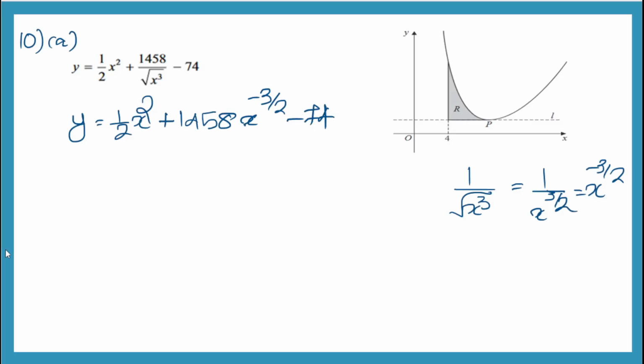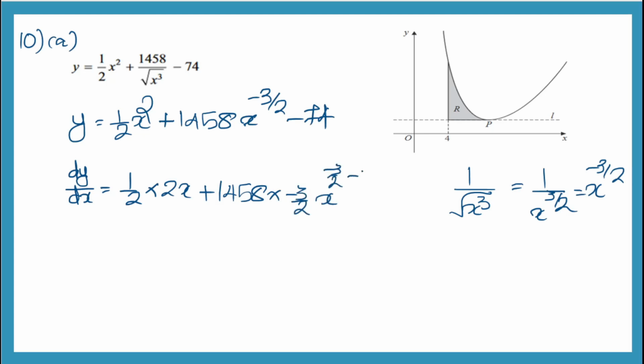Now since P is the only stationary point on the curve, the coordinates of P is given by dy by dx equals 0. Now dy by dx equals 1 by 2 times derivative of x square, which is 2x, plus 1458 times derivative of x to the power minus 3 by 2, which is minus 3 by 2 x to the power minus 3 by 2 minus 1.